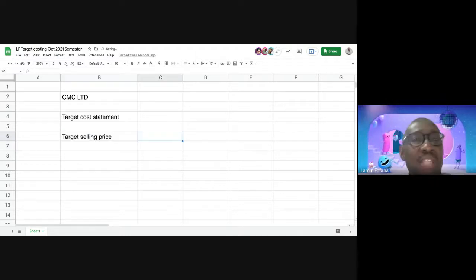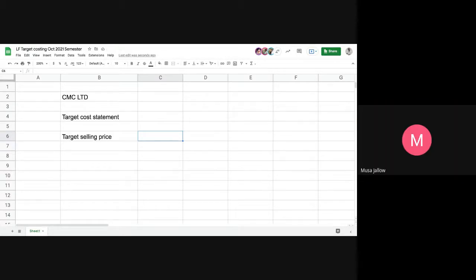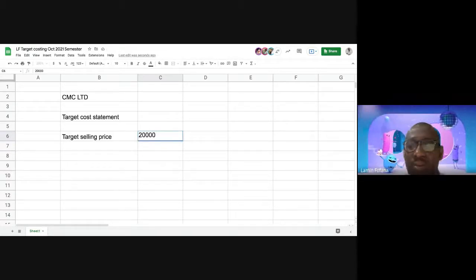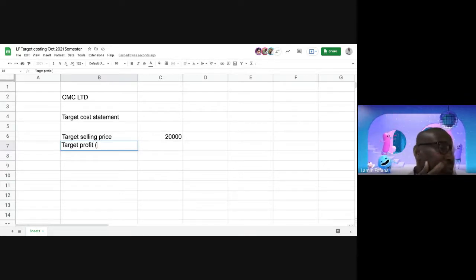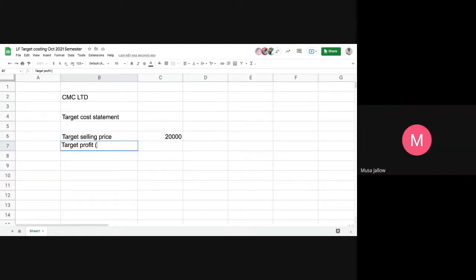So we have our target selling price. What's our target selling price? 20,000. Okay. And what is our target profit margin? So our target profit, in brackets, is what? It's 10%, isn't it? What's the target? It's 10%, isn't it? 10%. Okay, 10%.